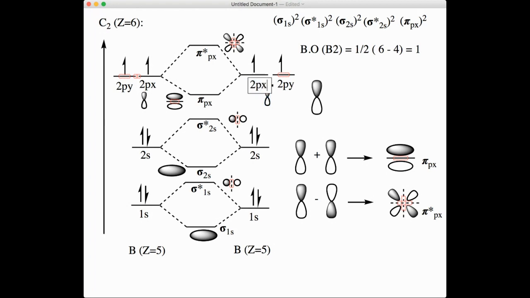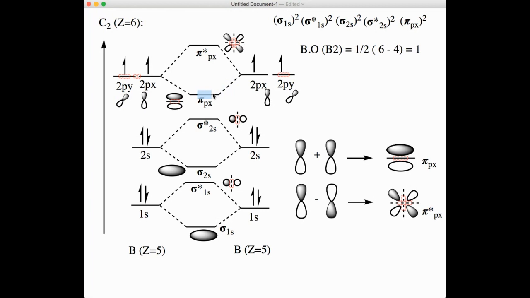That's exactly what we just did for B2. The 2py, on the other hand, will be 90 degrees from px, so that would be something like this, right? So that would be the orientation of the 2py, okay? So because of this, I combine orbitals with the same symmetry, right?